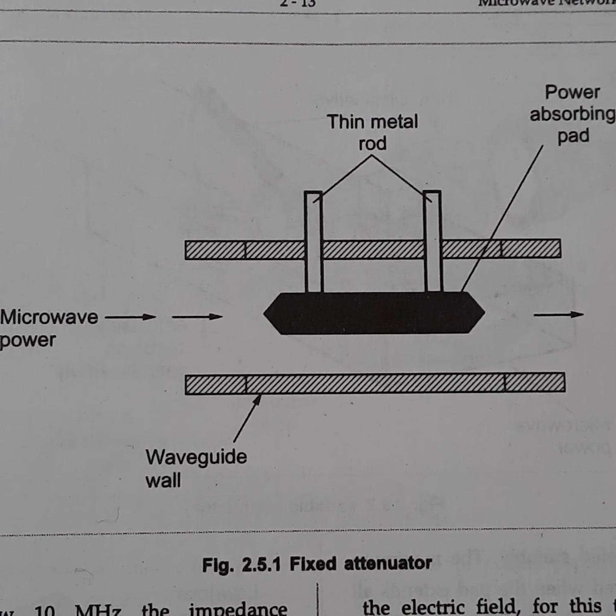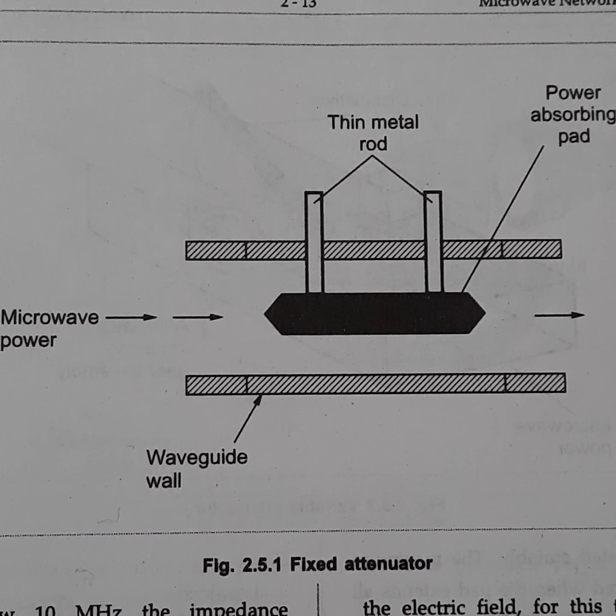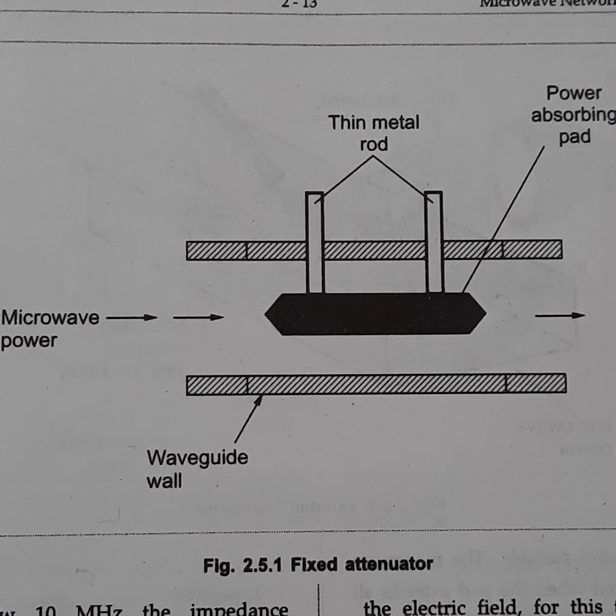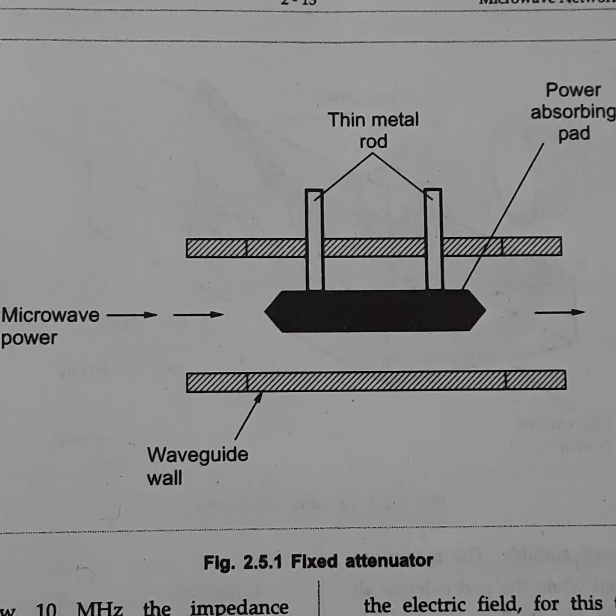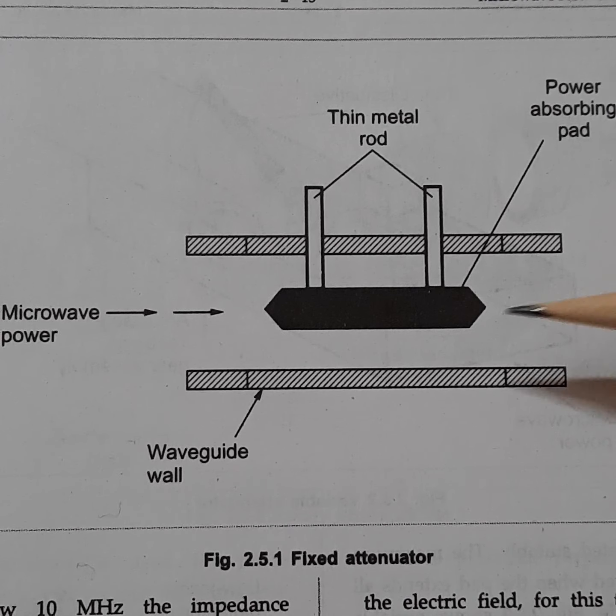These attenuators control the flow of microwave power either by reflecting it or by absorbing it. It may reflect and allow the signal to flow back, or it can absorb the signal. There are two types of attenuators: fixed or variable type.